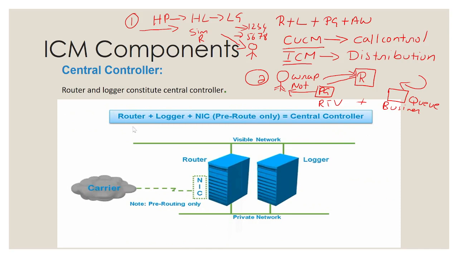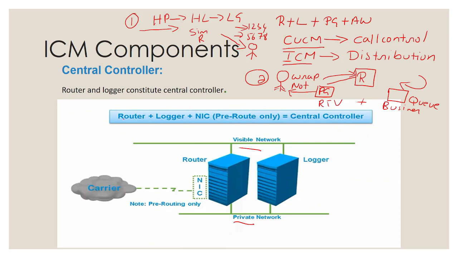As you can see in the picture, we have a router and a logger, and we have something called visible network and private network, which we can talk about in some other session. I wanted to keep this video very short, but since there are a lot of things to cover, it's stretching a bit more than I expected.